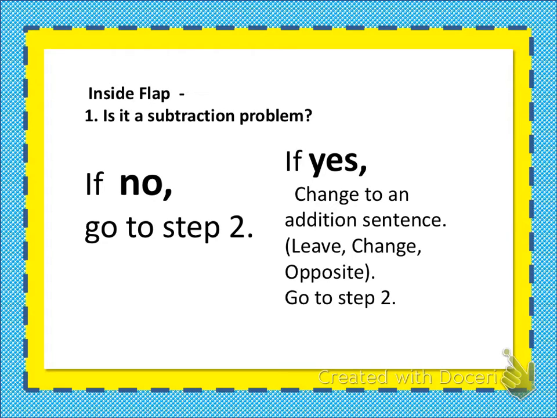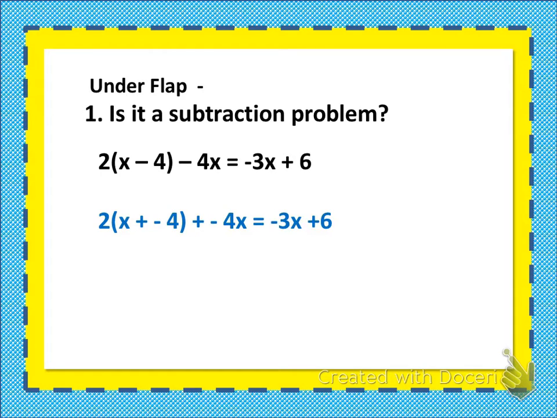So the inside flap of number 1 is a subtraction problem. You have written, if no, go to step 2. If yes, change to an addition sentence, leave change opposite, and go to step 2. To do that, I would change my minus signs into addition signs and make it plus the negative. That way maybe everything's a little easier for you to understand.